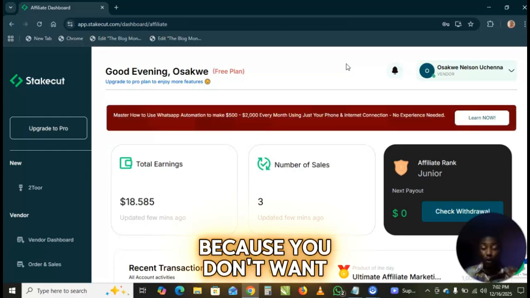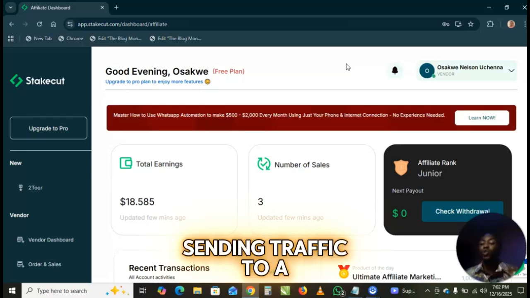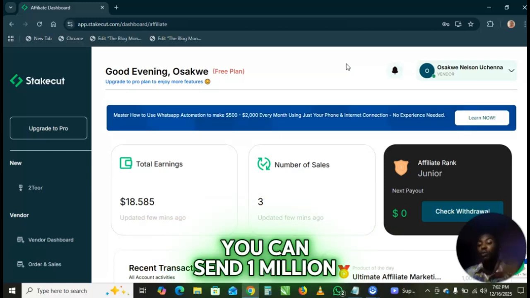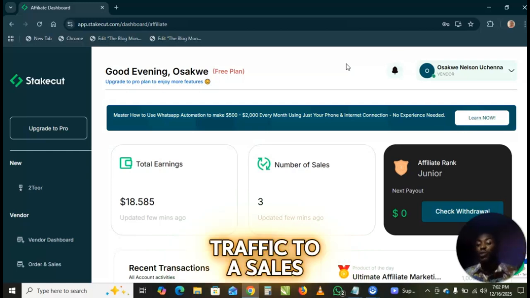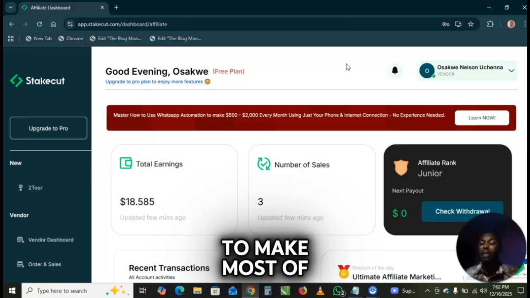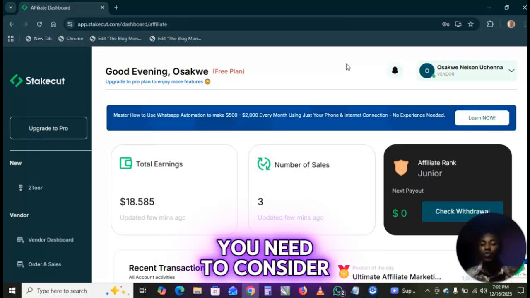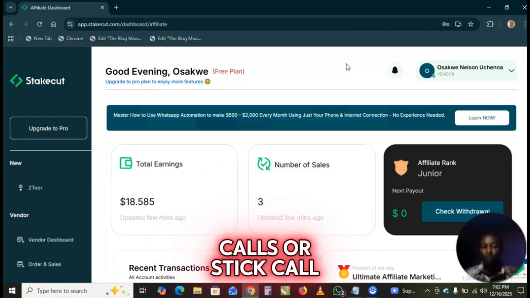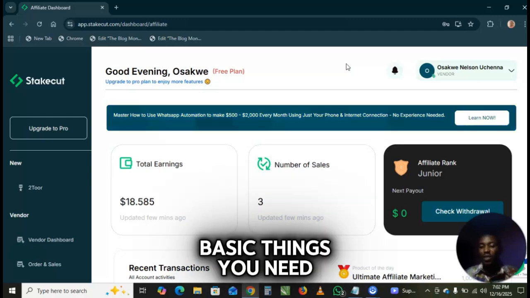Is it well designed? Because you don't want to waste your time sending traffic to a sales funnel, and at the end of the day they are not converting. You can send 1 million traffic to a sales funnel, if the sales funnel is poorly designed, you are not going to make more sales. Those are the things you need to consider. Now the thing is, how can you promote a course on Stakecut? I've talked on those basic things you need to know.